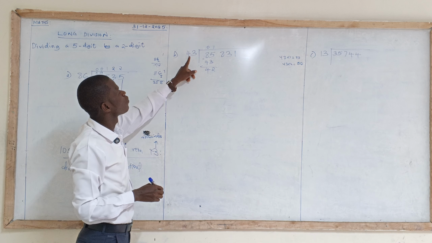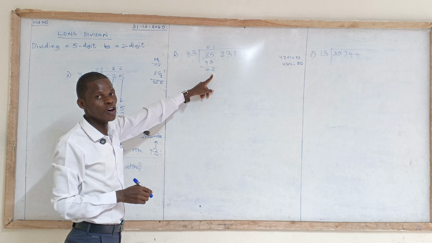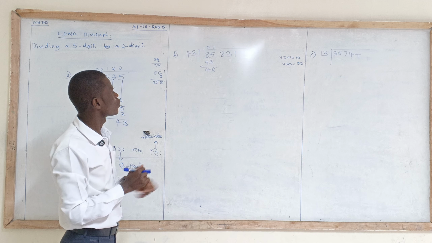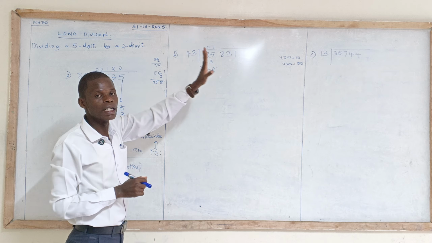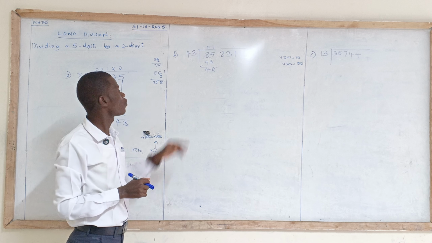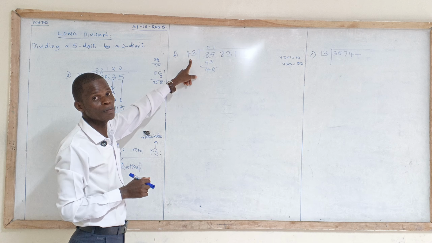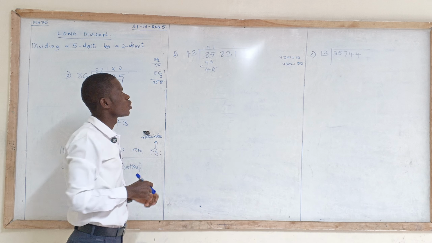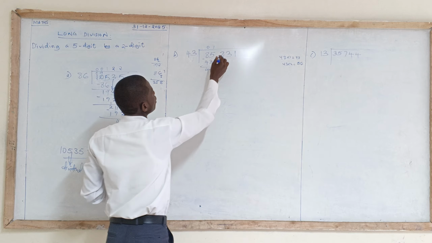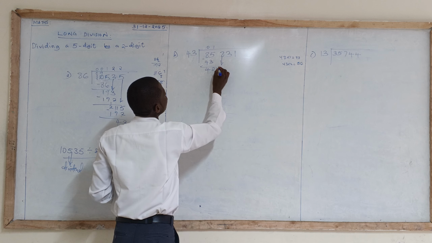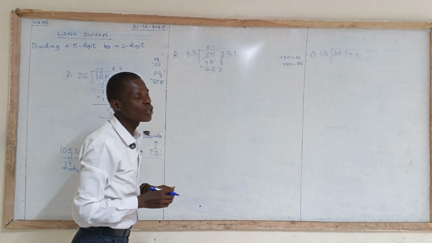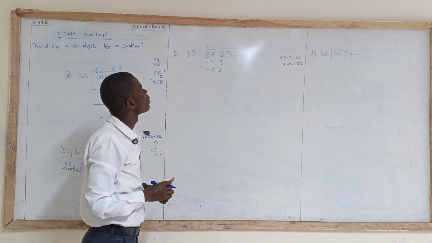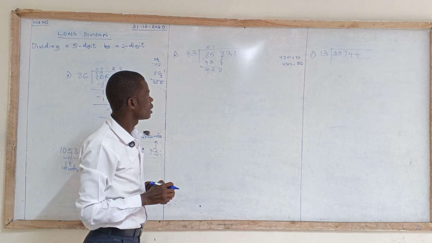So can 43 divide 42? No, 43 cannot divide 42. 42 is already less than 43. So you see, 43 cannot fit into 42. What do we do? Bring 8 down. If you bring 8 down, we have 428.